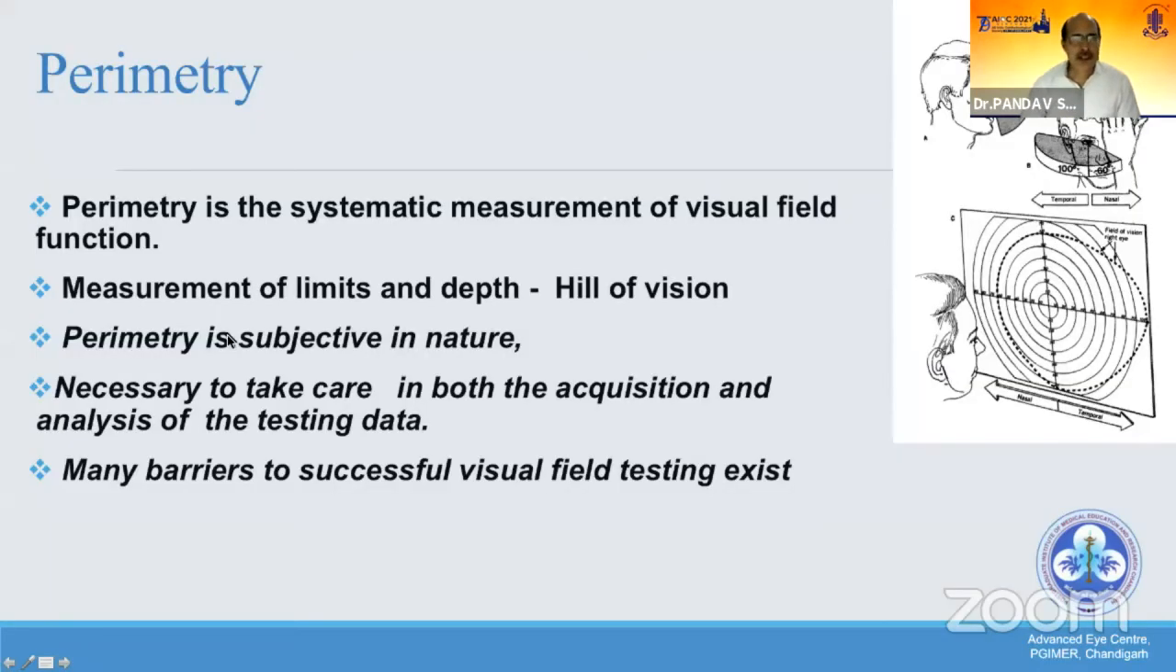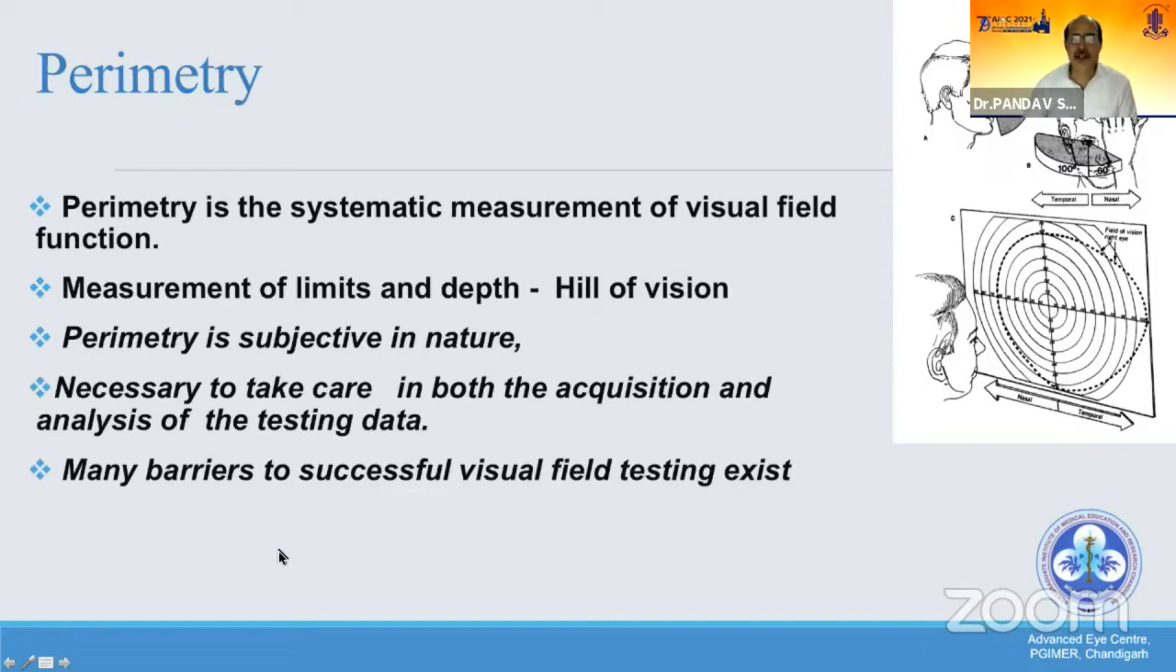So perimetry, as you know, is a systematic measurement of the visual field function. Basically we are looking at the limits of the visual field and also the depth or height of the sensitivity. So there's a concept of the field of vision that you're all very familiar with. When you're performing perimetry, it depends on the person who does it. So it is a kind of subjective test, and therefore it's very important to take necessary precautions and also understand the process and the procedure for better interpretation.